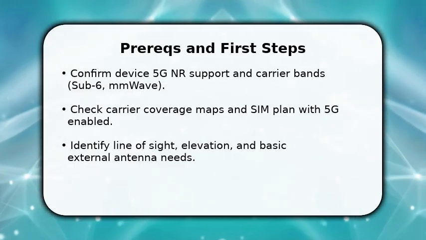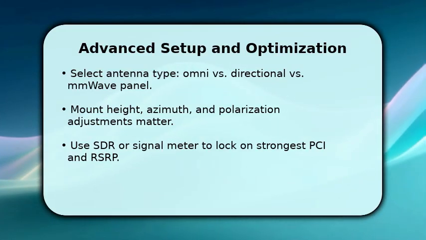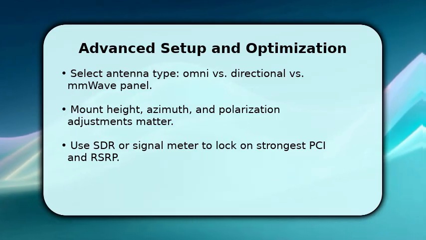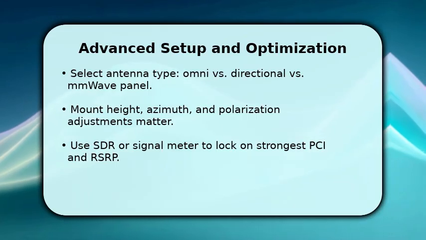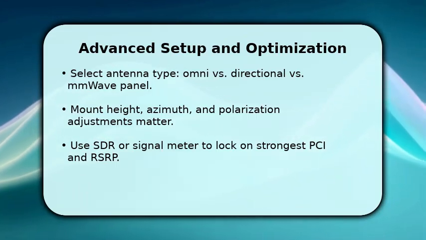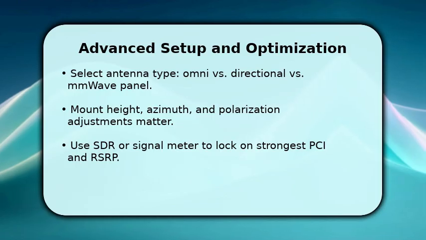You now implement the chosen hardware and tune it. Install a directional antenna if a tower is visible, or an omni if multiple weak sectors exist. Wave needs precise pointing and short cables. Once mounted, adjust height and azimuth to maximize RSRP and SNR. Polarization alignment can add several dB.